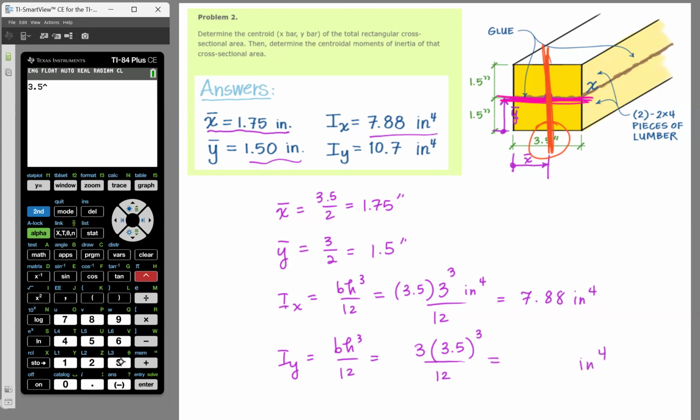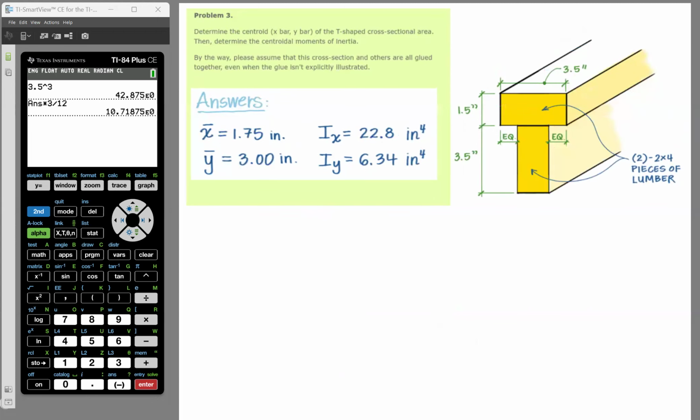Right, 3.5 cubed times 3 divided by 12 equals 10.7. All right, that is number 2. Number 3. Same thing. So we're looking for the centroid x bar, y bar, and centroidal moments of inertia.